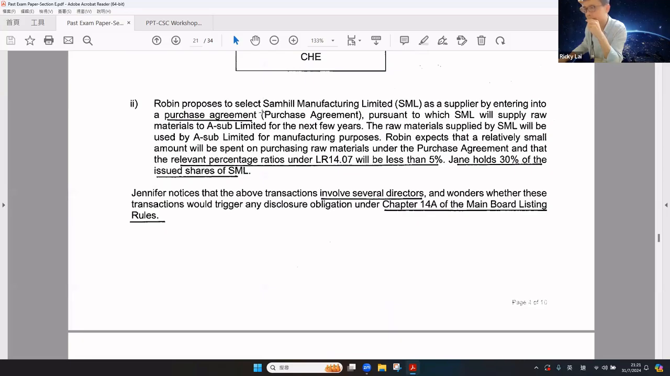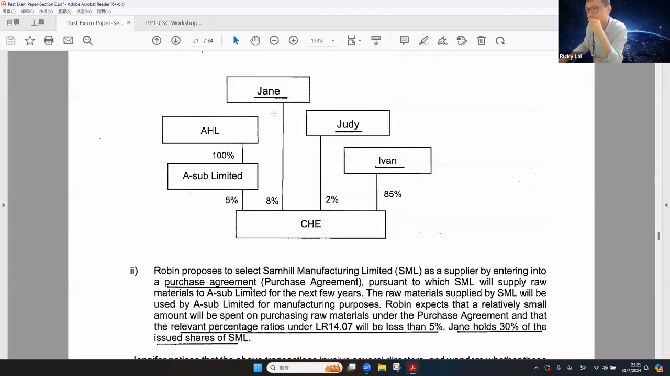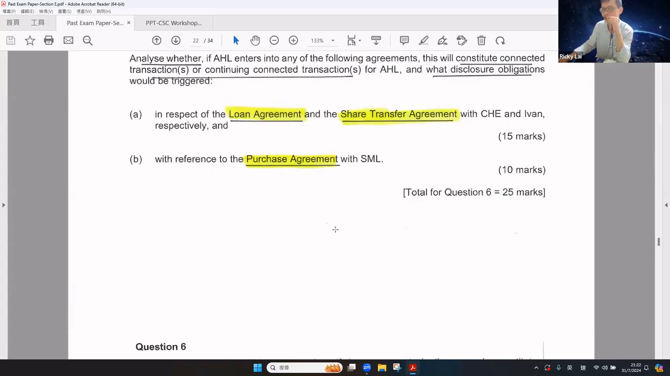When you see any sales and purchase agreement, normally for raw materials on a continuing basis, they should be CCT. So you should know all the CCT requirements under Chapter 14A of the listing rules, in particular how to identify the connected person in this case. It is very straightforward to see that Jane and Judy are connected persons of the listed company. So please take a look. CHE stands for Company Health Entity.